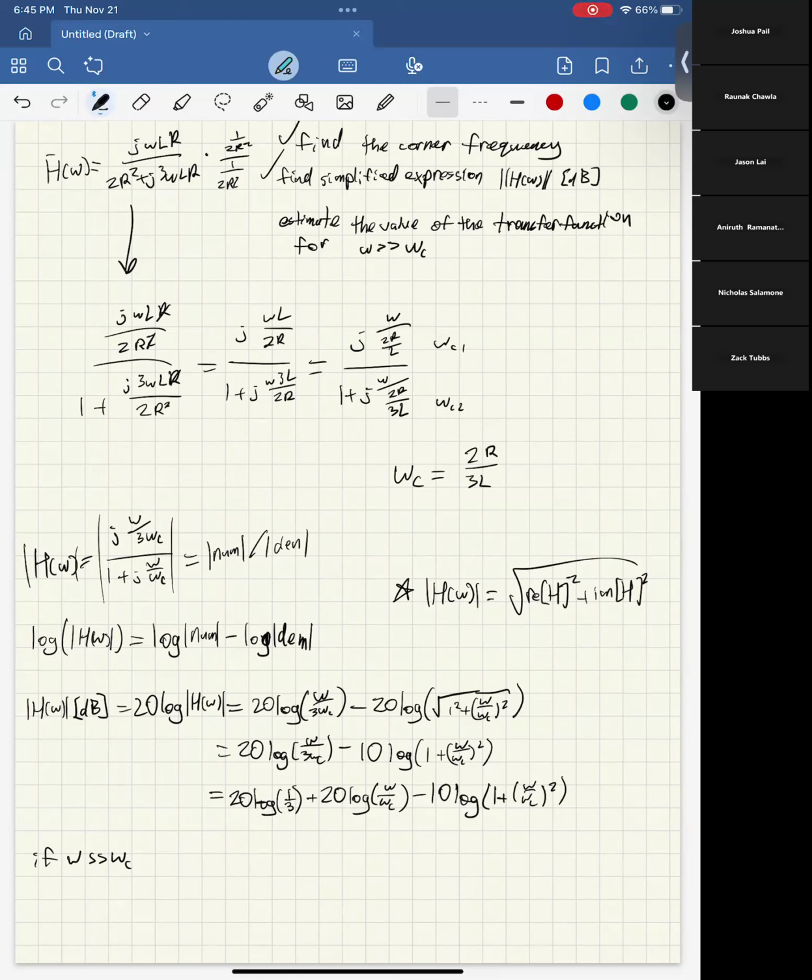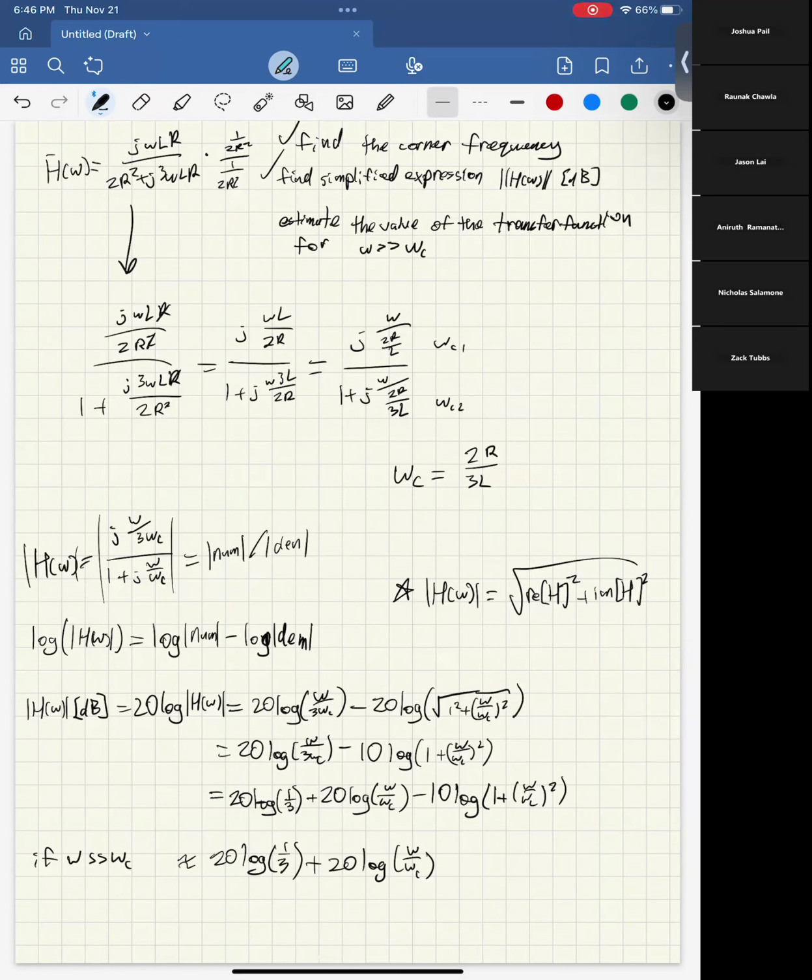The main part here that I think you actually deal with is this section in the last logarithm, right? Because if you have omega over omega c there, and then you have 1, that omega over omega c term is going to get much bigger than the 1. So you could say that this is approximately equal to 20 log of 1/3 plus 20 log of omega over omega c.